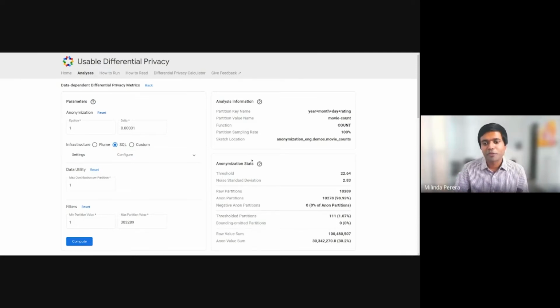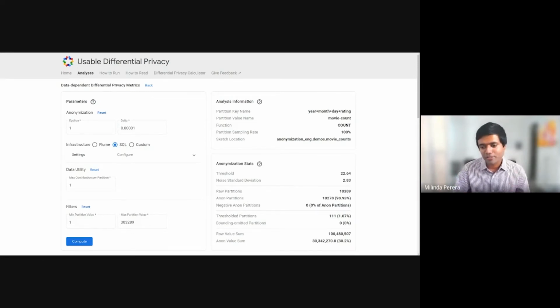And then on the right side, you can see at the top some metadata about a particular data set being analyzed. So here we are analyzing this data set with movie ratings. What we call partition here is how we are grouping the output by. Here it's the date and the rating a particular user has given for that date. And then the next field here is called the partition value, essentially what type of aggregation we are doing. We are counting users.